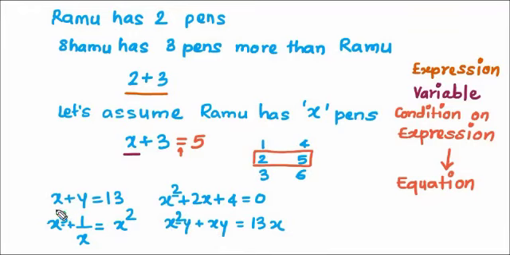A linear equation is when the highest power of a variable is 1. So if you see here, it is 1. You see here, it is 1. So the highest power of the variable in this equation is 1. And in such cases, these equations are called linear equations. This equation is a linear equation because the highest power of the variable is 1. So what is linear?